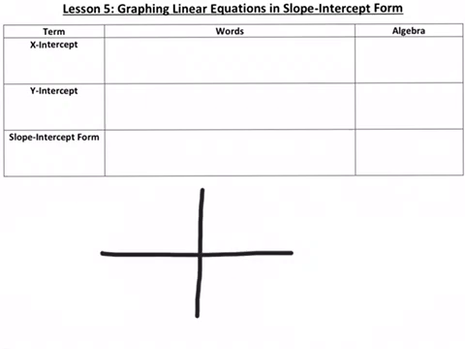The x-intercept is the point where the graph crosses the x-axis. So when we graph our different graphs that we'll be using, that point is going to tell us the x-intercept. It's where it intercepts the x-axis.